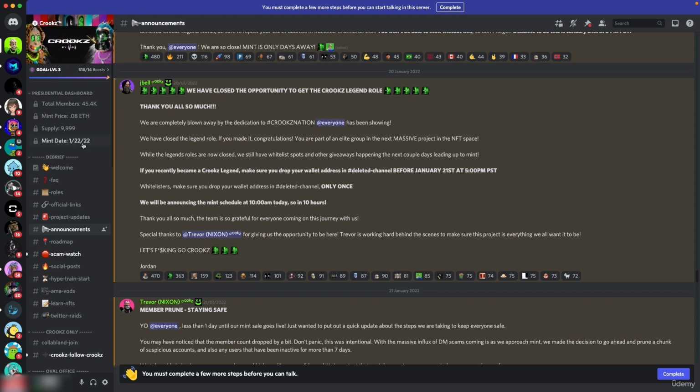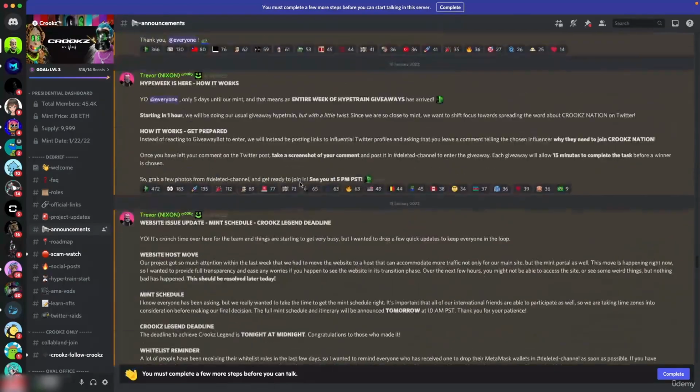So we already know the mint date, right? The mint date is on the 22nd. I can also see the mint price, 0.8 Ethereum. But I don't know if there's a public sell. So let's go into the announcements and see if I can see anything.